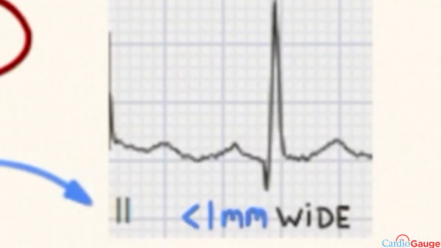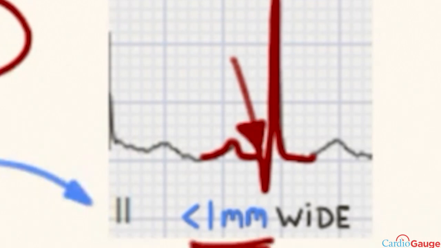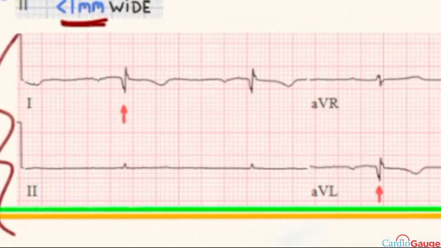Small Q waves are normal. So here's an example of a small Q wave over here. There's a P wave, and here, small Q wave. It's less than 1 millimeter wide here. So that would be normal. Lead 3 very frequently has an isolated Q wave. This example over here shows what would be considered a significant Q wave. In lead 1, it's more than a little box wide and definitely more than a little box deep. And you got this similar looking Q wave over here in AVL. So those are examples of significant Q waves.